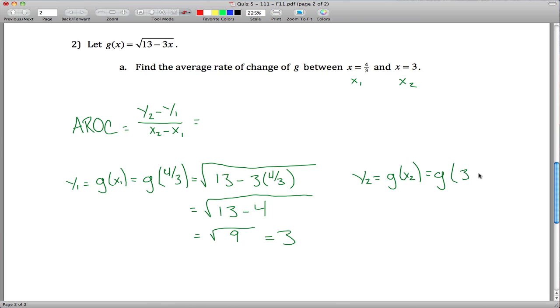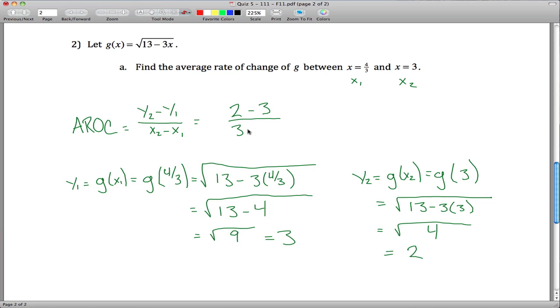x2 is 3. So g of 3 would be the square root of 13 minus 3, and instead of x I'll write a 3 in there. 3 times 3 is 9, 13 minus 9 is 4, square root of 4 is 2. So now I have all the pieces that I need for up here. y2 is 2, y1 is 3, x2 up here we got is 3, and x1 is 4/3.